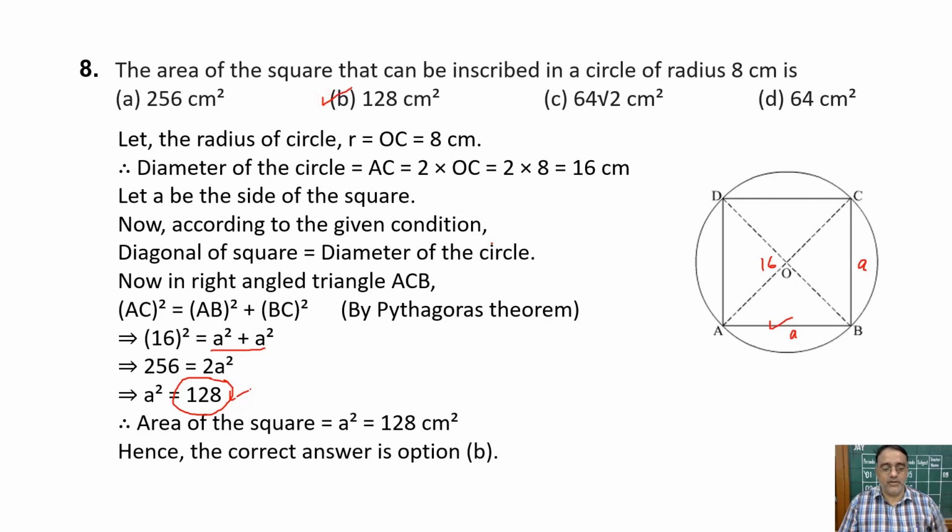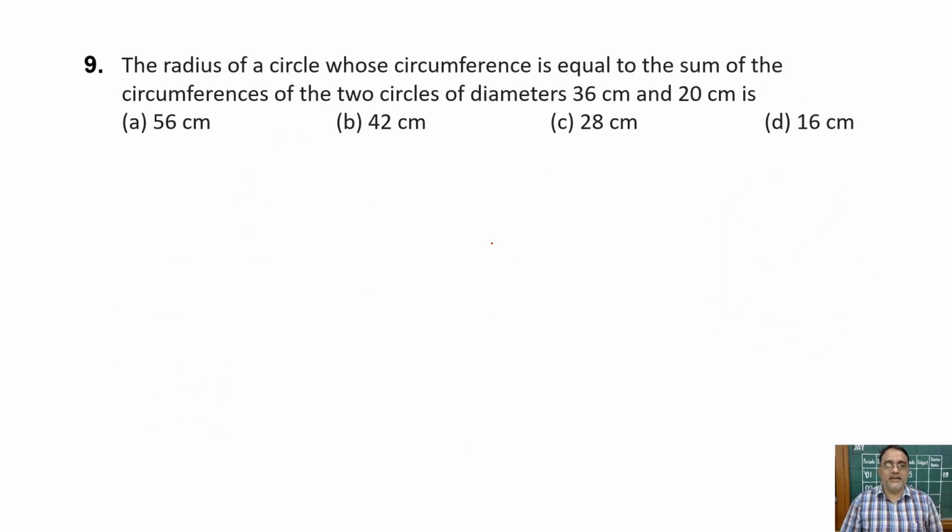ये clear है कि नहीं? कोई doubt है इसमें? Any doubt is there in this question? No, sir. Okay. Now the next question, question number 9. The radius of a circle whose circumference is equal to the sum of the circumferences of the two circles of diameters 36 centimeter and 20 centimeter is dash.